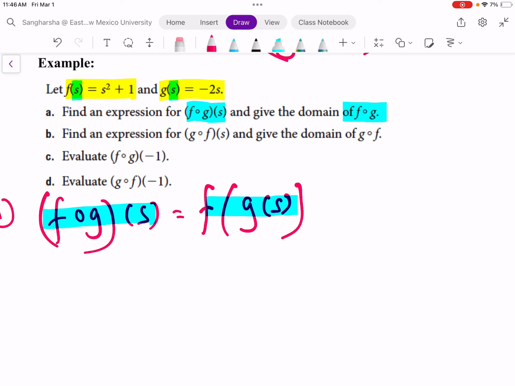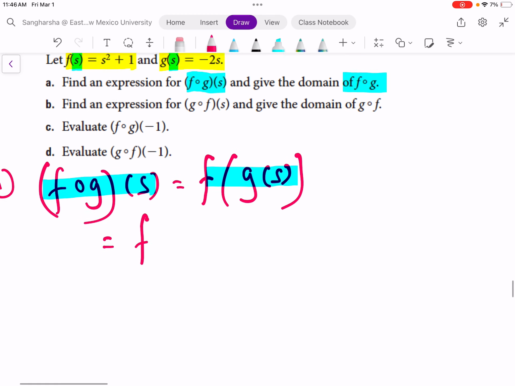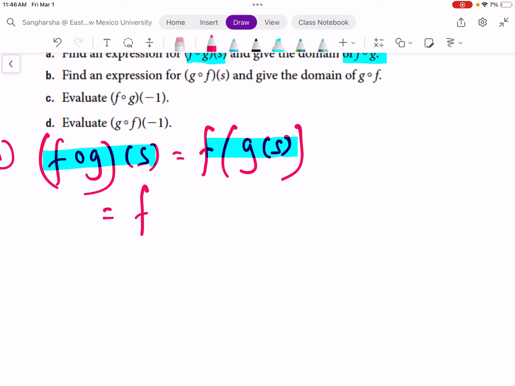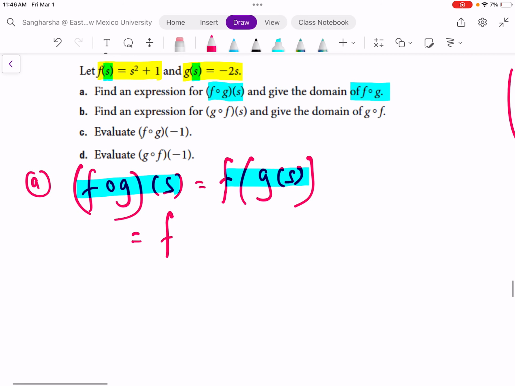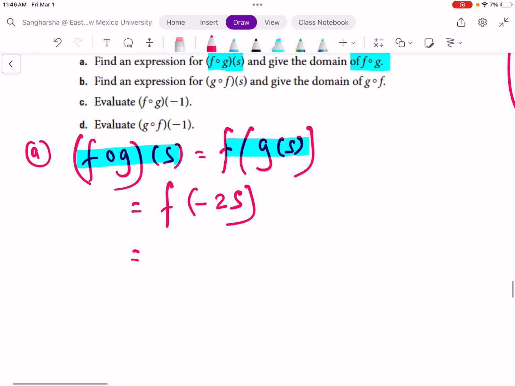Once you know the definition, now it's going to be easy here. So, at first, we have f as it is, okay? Now, what do we know about our g of s? What is g of s equal to? Negative 2s. So, you substitute negative 2s for g of s. So, you have f as it is, and for g of s, you substitute negative 2s. Okay, now what are we trying to find by f of negative 2s? How do we find f of negative 2s? Plug it into the first expression.